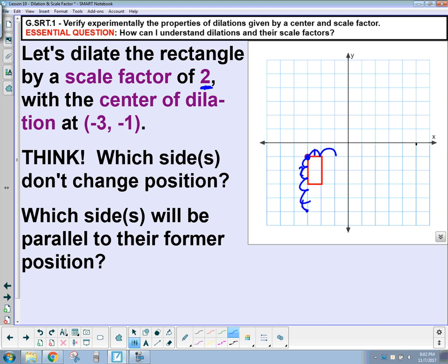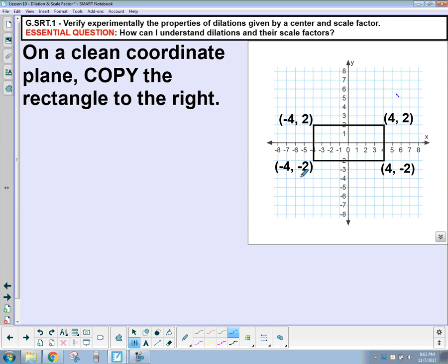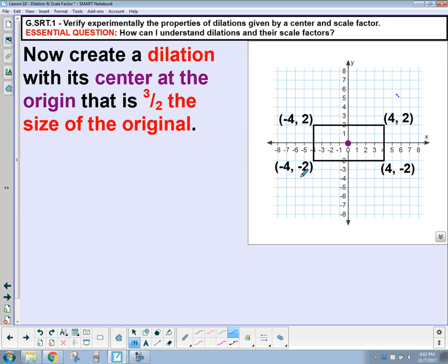That's pretty much the gist of dilations. This is just more practice. Copy it. Center of dilation is at the origin. 3/2. Ask yourself, is 3 over 2 greater than 1? Yes, it is. That means it should get bigger.